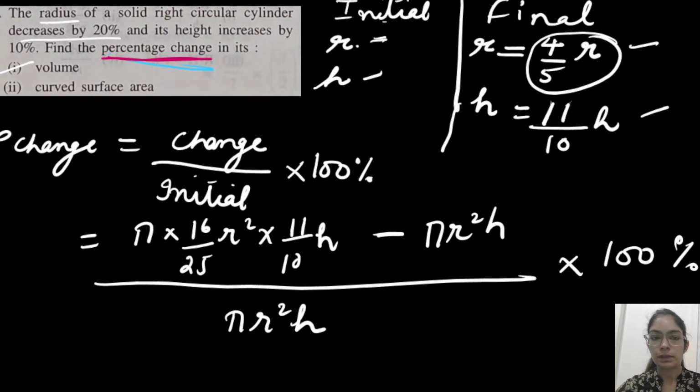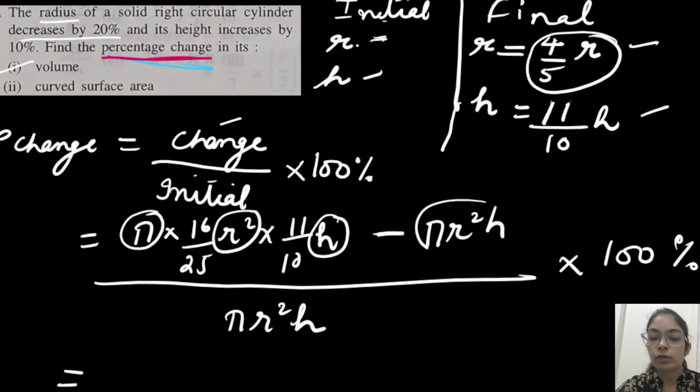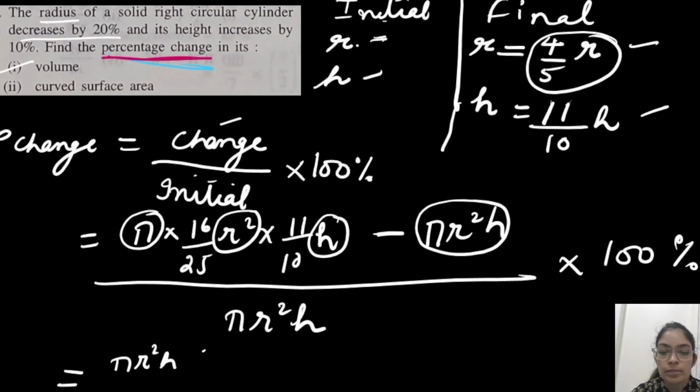Okay, now we'll just simplify this. So percentage change we have to find. So change is final value minus initial value. So this is final value. Now we can just simplify this thing. So common factors we can take. This pi is common, r square is common and h is common. Here also this full pi r square h is common. So I am just taking it out. Pi r square h common.